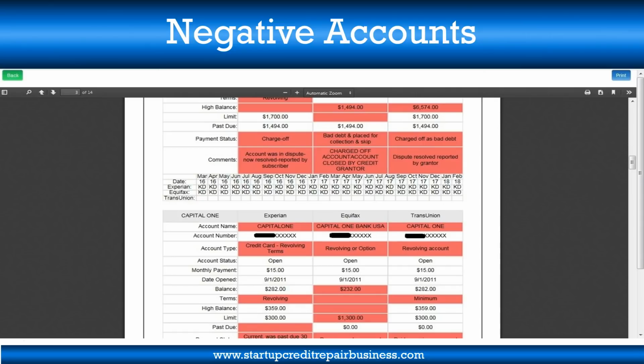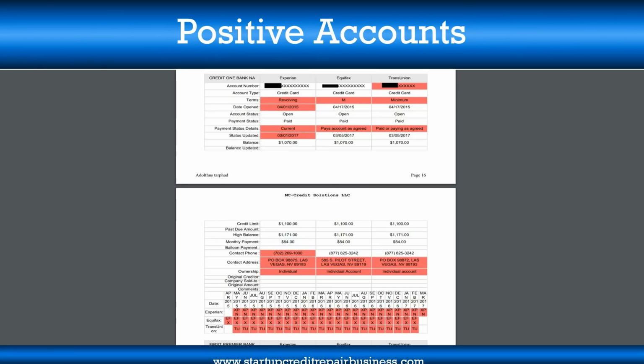Now, you can use the analyzer to help you dispute, or you can continue using your own theories of disputing, but this is what I call factual disputing based off technical errors on the credit report itself. So let's take a look at a positive credit report. All right, so let's take a look at positive accounts. Now, I don't recommend that you dispute positive accounts in good standing, but only under a couple circumstances.